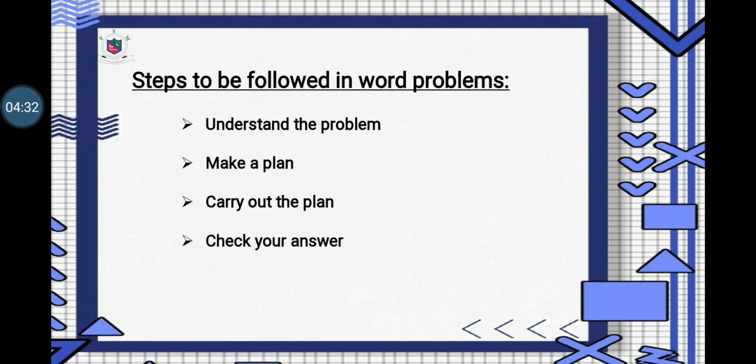At the end, we have to check our answer, that is, whether it is according to our question. So, my dear students, when you follow these steps, it will be very easy to solve any type of word problem.